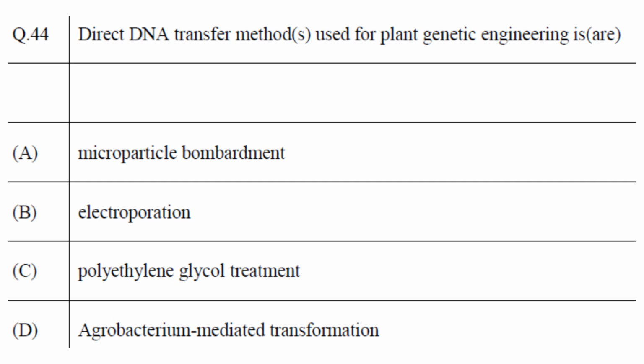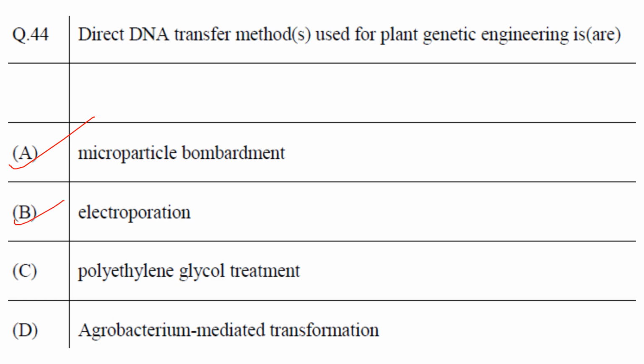So microparticle bombardment, yes, it is a direct DNA transfer method, and it uses gold or tungsten particles which are coated with DNA and uses high pressure to transform plant cells. Then electroporation uses electrical pulses to create temporary pores on the plant cell membrane, allowing DNA to enter. Then polyethylene glycol is used to facilitate the uptake of DNA by plant protoplasts.